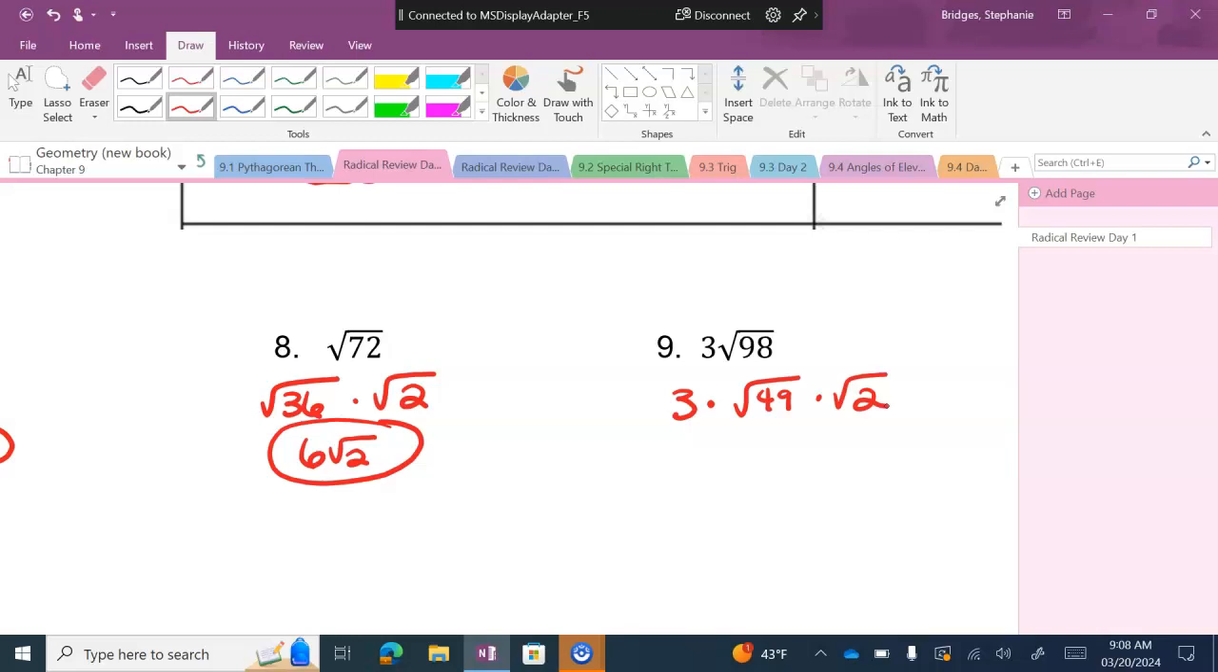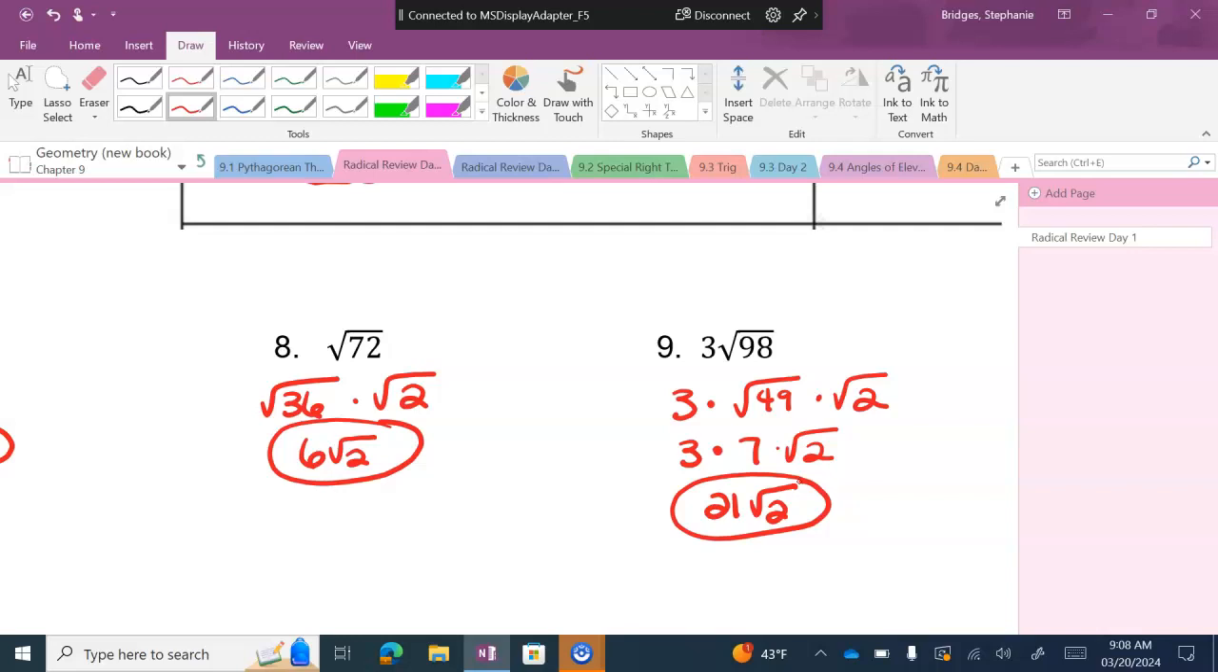Is everybody okay with where 49 and 2 came from? All right, I'm going to keep that 3 for now. And I need to simplify. What is the square root of 49? Okay, so that's going to turn to just 7. And then that square root of 2 is my leftover, so it stays under the radical. What do you think I need to do with that 3 and that 7 now? Multiply them. 3 times 7 is 21. Okay. Is everybody okay with that?